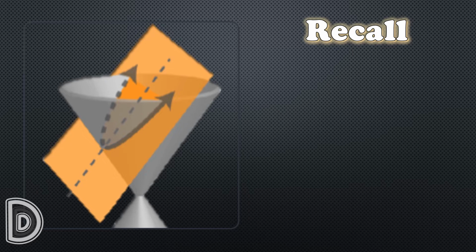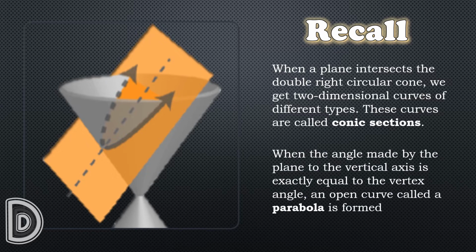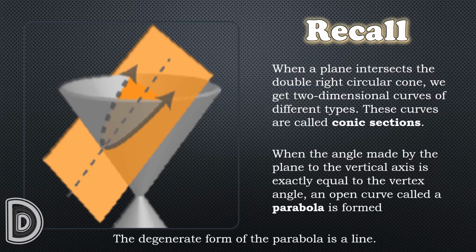Let us have a recall of the previous discussion. When a plane intersects the double right circular cone, we get two-dimensional curves of different types. These curves are called conic sections. When the angle made by the plane to the vertical axis is exactly equal to the vertex angle, an open curve called a parabola is formed. We also learned that the degenerate form of the parabola is a line.